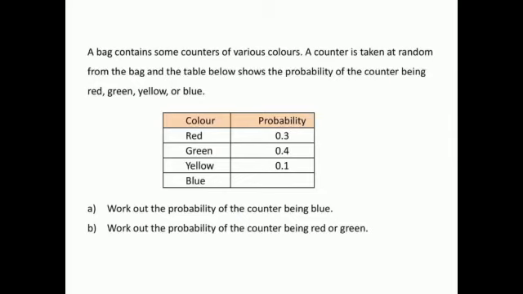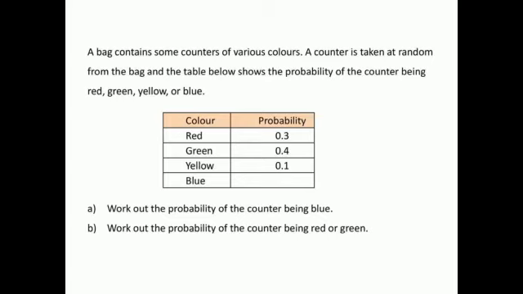Here there are some counters in a bag. They are red, green, yellow and blue, and the probabilities are written in the box. In the first section of this video, I told you the probability can be written as a fraction, decimal or percentage. Here they are written in decimal form. Probability always starts from 0 to 1. The total will be 1. The probabilities are 0.3, 0.7, 0.1, and blue is empty.